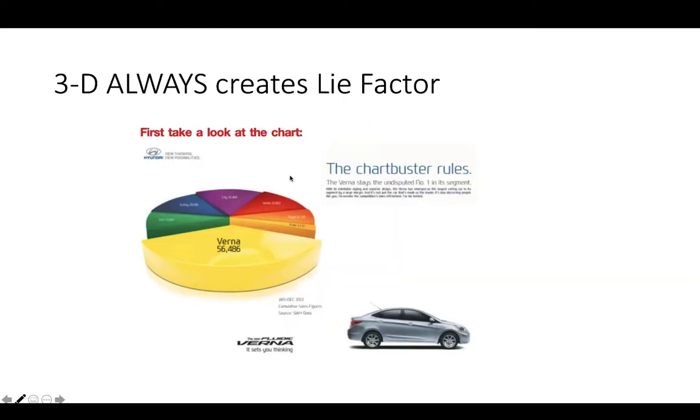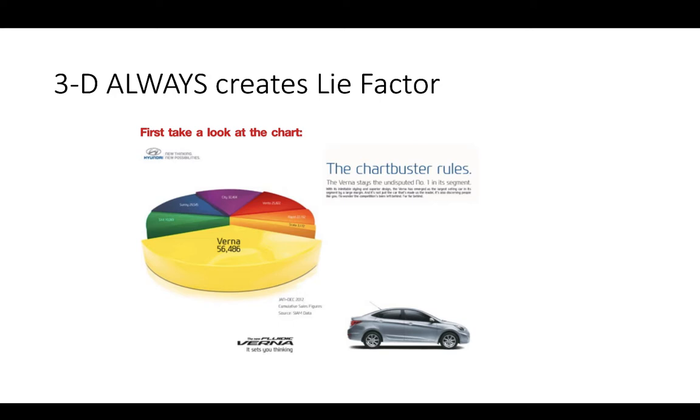Now, it's even worse with an example like this, where there's a 3D pie chart that's tipped way back, so the front uses a lot more pixels than the back does. And in this case, this Verna pie piece has been exploded toward us to even more greatly impact our perception of how big that Verna slice is. And most people, when they look at this, would say, well, Verna is probably about 35-40% of the market.